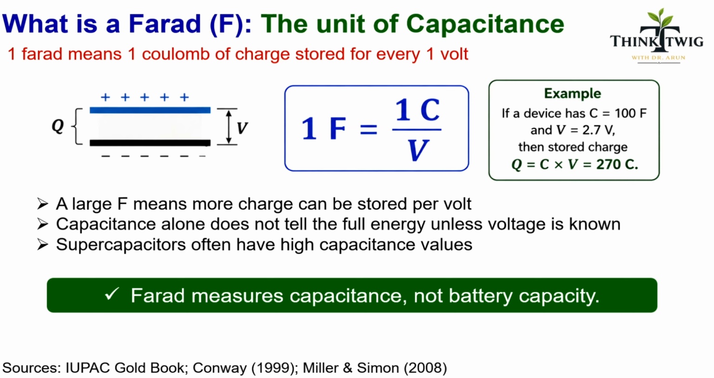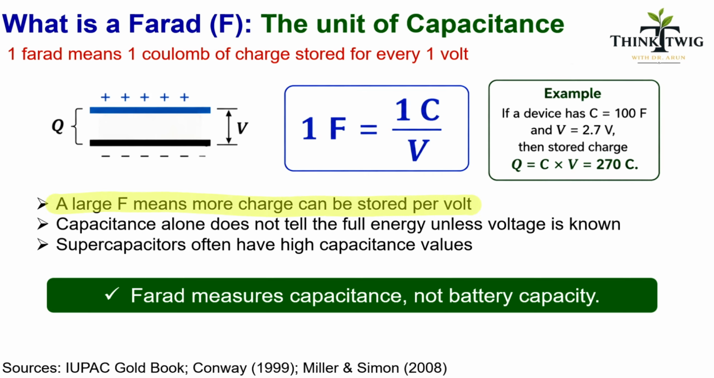Let us now use the values shown here. The capacitor has a capacitance of 100 farads. Its operating voltage is 2.7 volts. We know Q equals C multiplied by V. So 100 multiplied by 2.7 gives 270 coulombs. And this result is quite useful. The capacitance is 100 farads, but the stored charge at 2.7 volts is 270 coulombs. So a farad is not simply another name for coulomb.